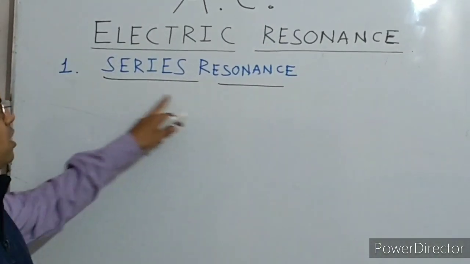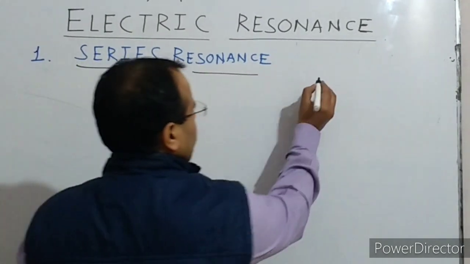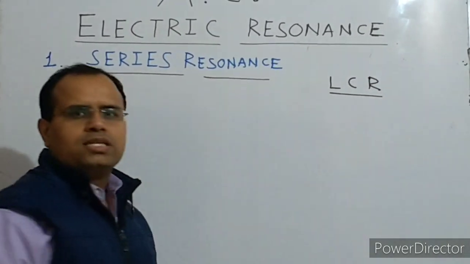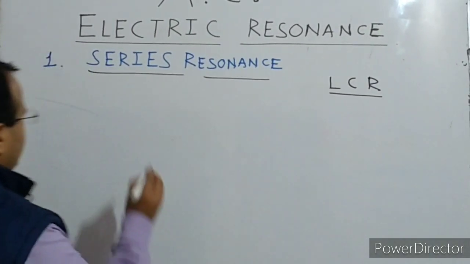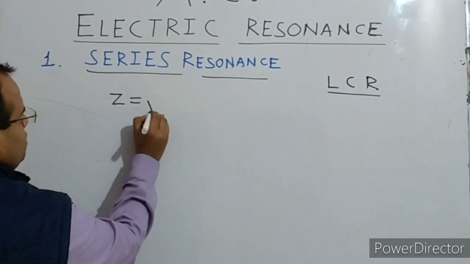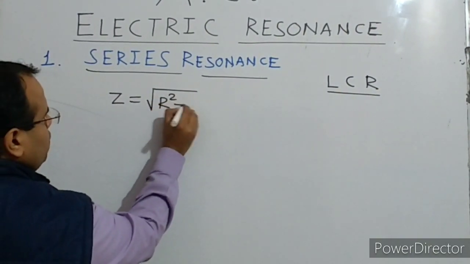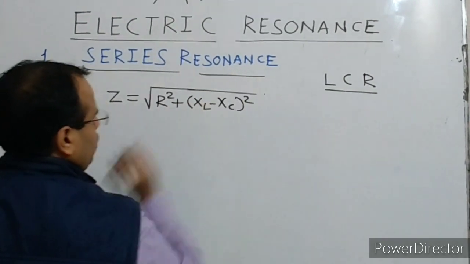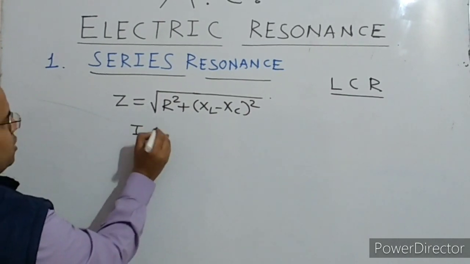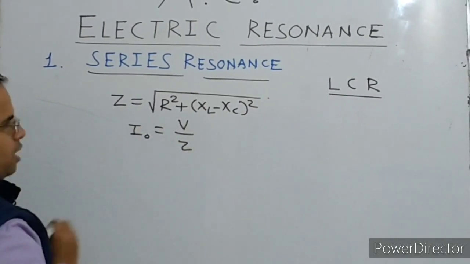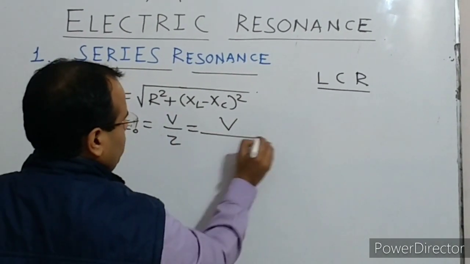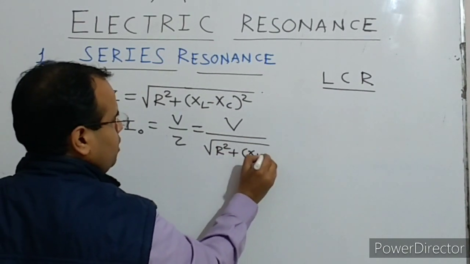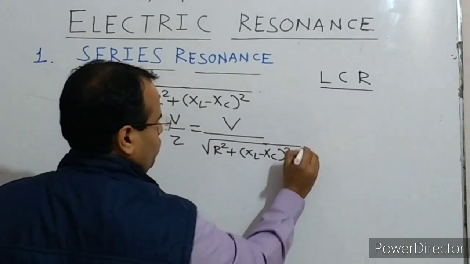Now, as you know, in a series resonance circuit, actually they are talking about a series LCR circuit. When they talk about the series LCR circuit, we know that the expression for impedance is given by Z equals under the root R square plus (XL minus XC) whole square. Now you also know that the current is given by V upon Z, so I equals V upon under the root of R square plus (XL minus XC) whole square.